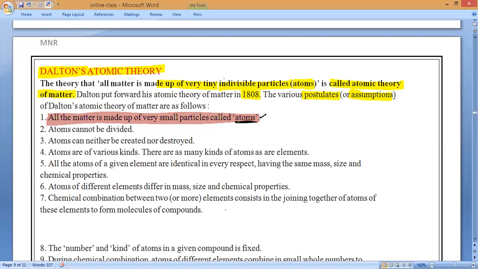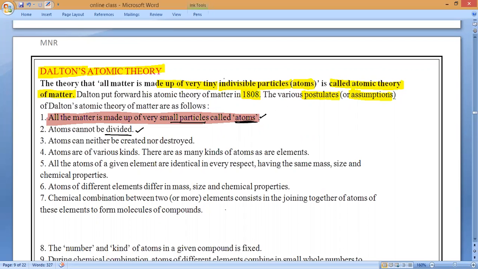So atoms cannot be divided, meaning it is not possible to cut the atoms any further. That is called cannot be divided. Atoms are the smallest particles which it is not possible to divide any further.